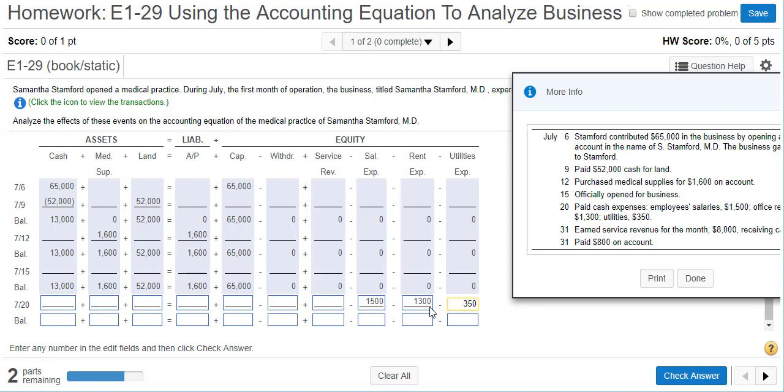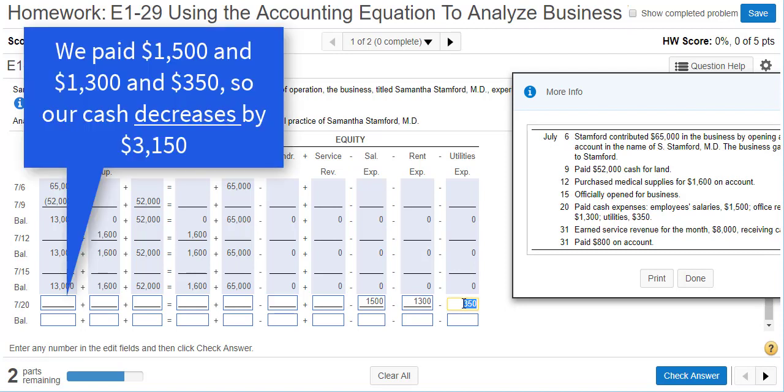So now obviously this transaction line does not balance, because we have a whole bunch of numbers affecting it on the right side, but nothing affecting it on the left side, which is those three accounts. So remember, we paid cash. So how much cash do we pay total? $1,500 plus $1,300 is $2,800 plus $350 gives us what? $3,150. So since cash was paid, cash is going down. We have less cash, $3,150.